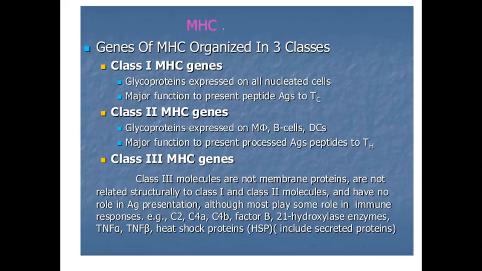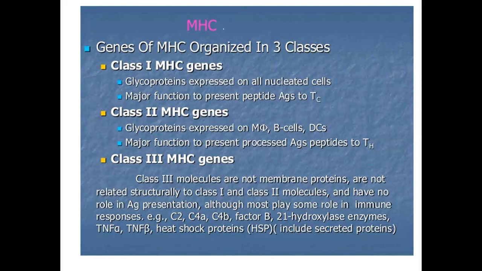Class 1 MHC genes, class 2 MHC genes, and class 3 MHC genes. I think you have heard about class 1 MHC and class 2 MHC, but there are three kinds of genes: 1, 2 and 3. Class 1 MHC genes are glycoproteins that are expressed on all the nucleated cells. Their major function is to present the peptide antigens to the TC cells, cytotoxic cells.